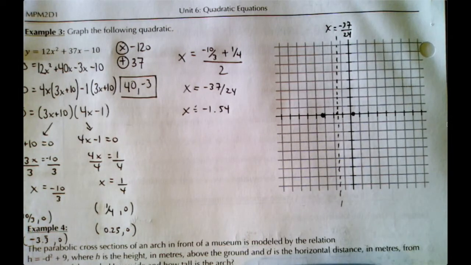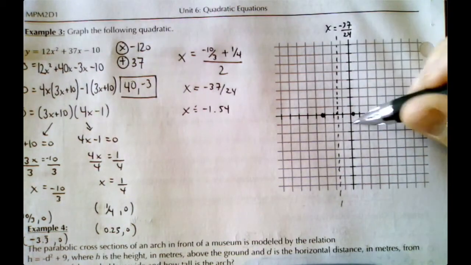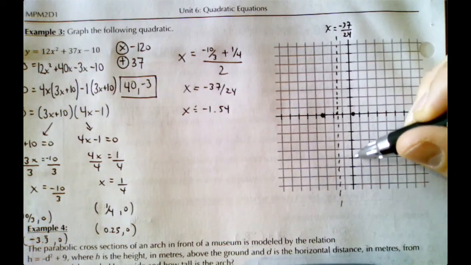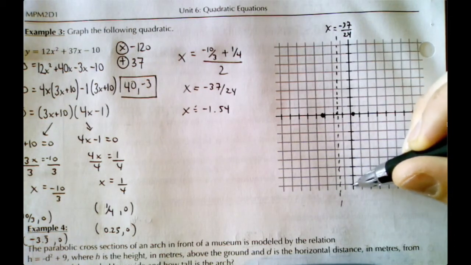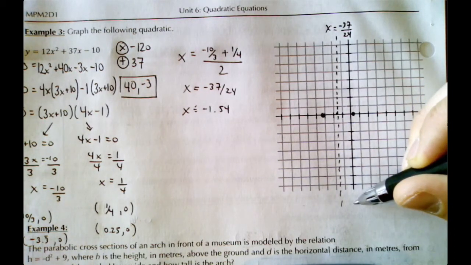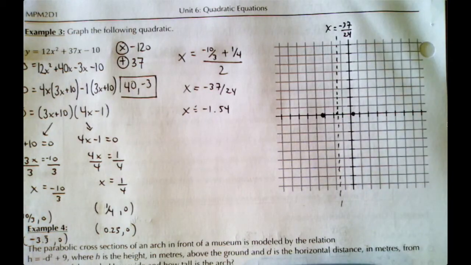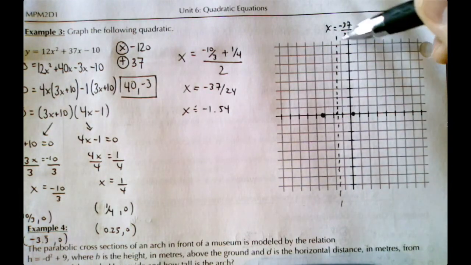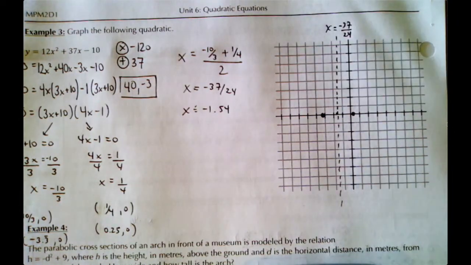And what else can we use? Well, we can use the y-intercept of negative 10. 1, 2, 3, 4, 5, 6, 7, 8, 9, 10, way down here. This scale, let's leave that for a second and find the rest of the vertex. Because we don't really know our scale yet. Our vertex might be really, really big.